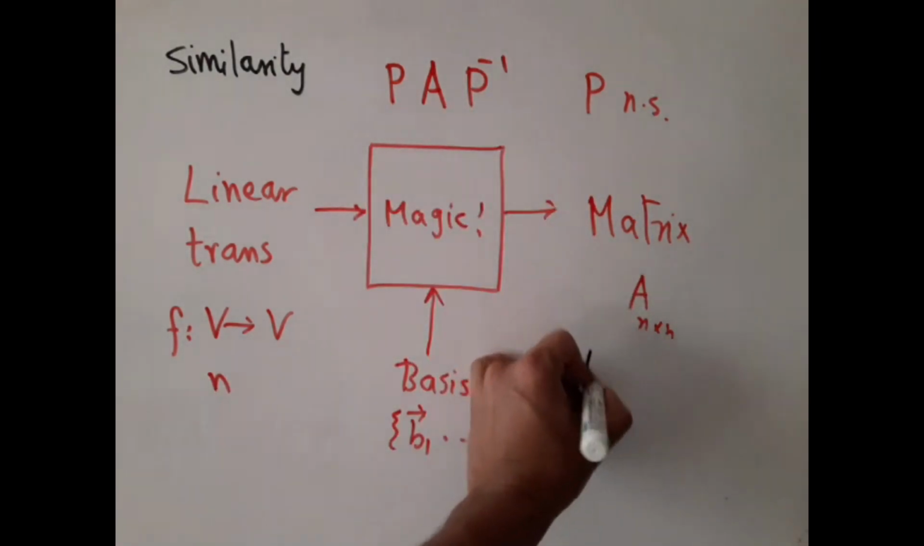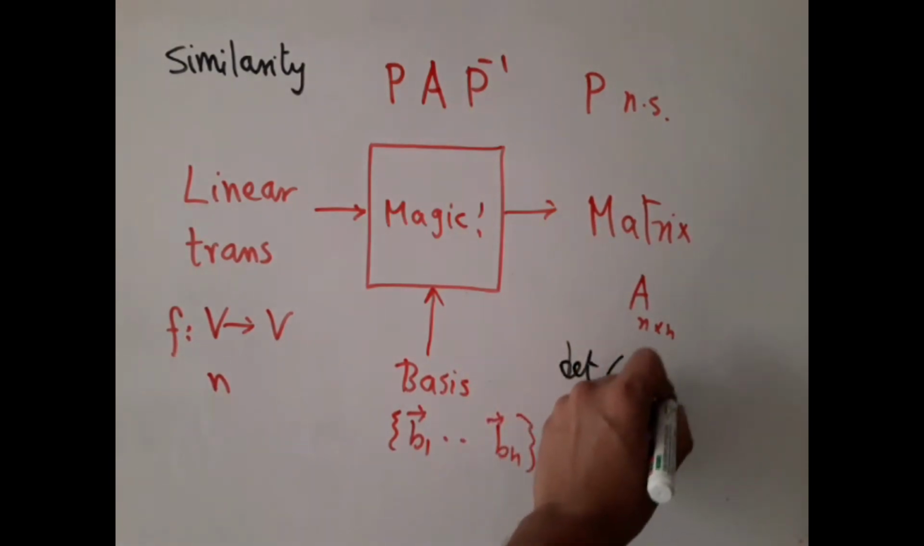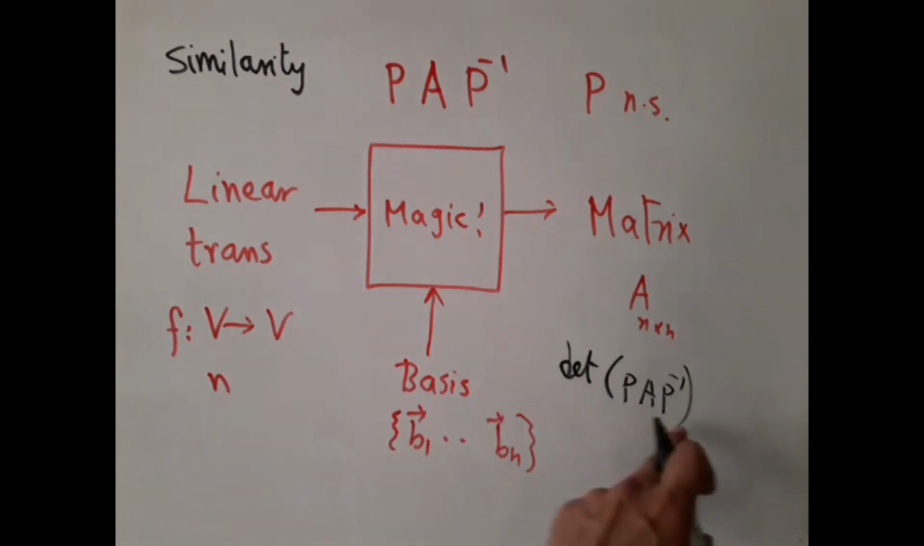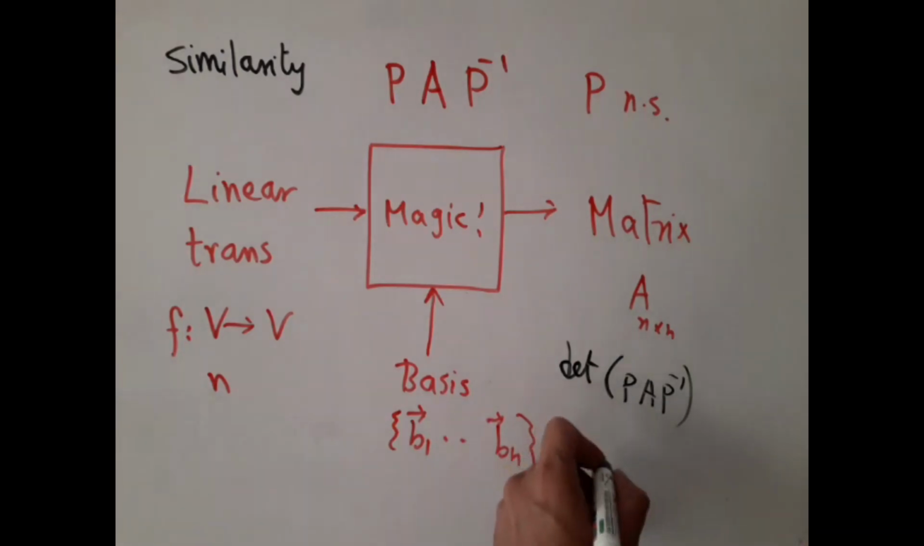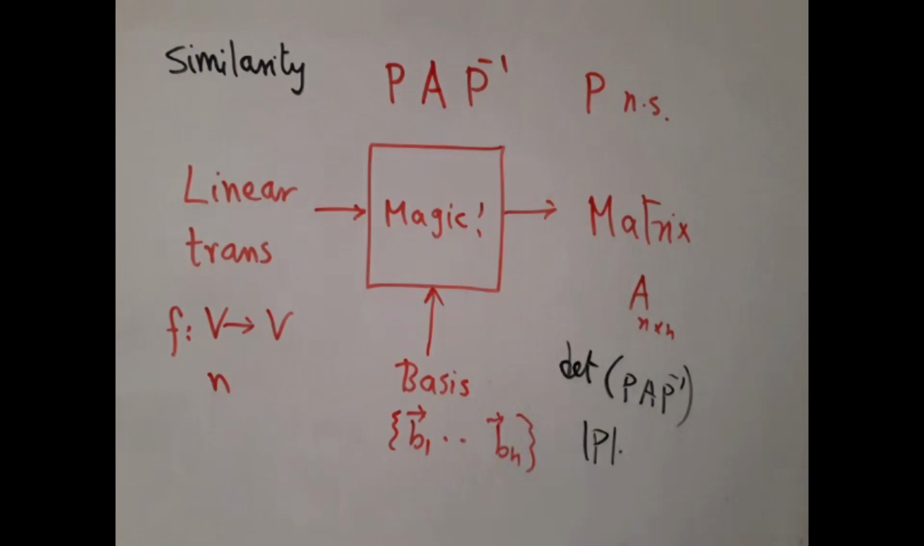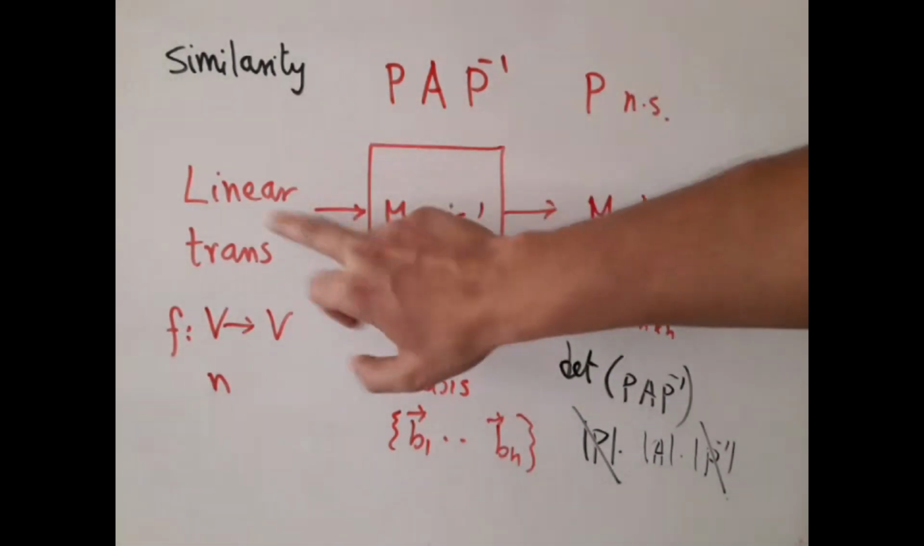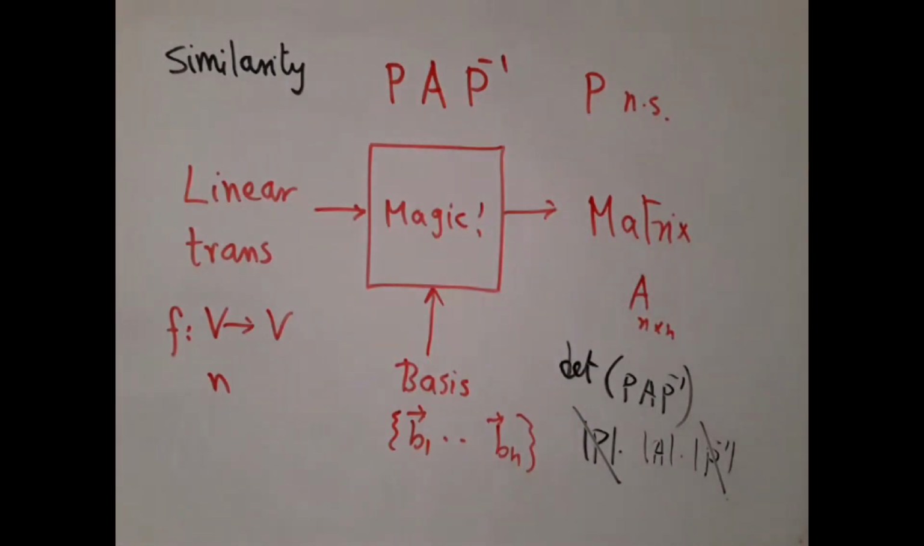What can I say about determinant of PAP inverse? Since determinant will split over multiplication of square matrices, it is actually determinant of P, I will write determinant using vertical bars, times determinant of A times determinant of P inverse. Now determinant of P and determinant of P inverse are reciprocals of each other. They will cancel off and I will be left with determinant of A, which means that if I take two matrices that are similar to each other, they must have the same determinant. In terms of this picture, determinant is a property of the linear transformation and not merely of the matrix.